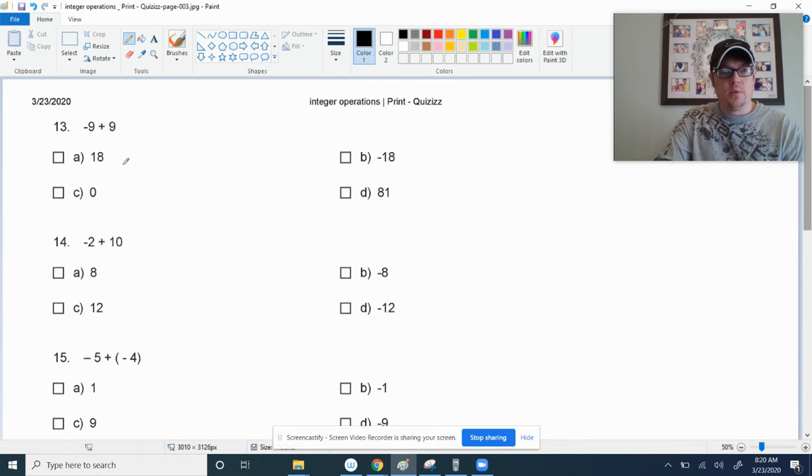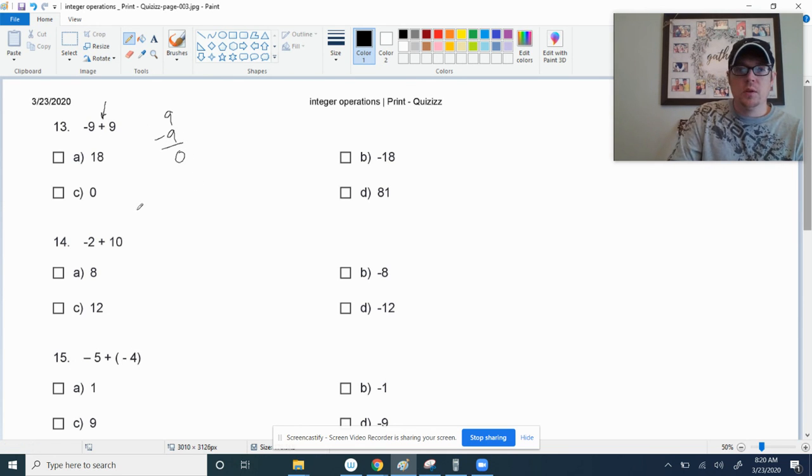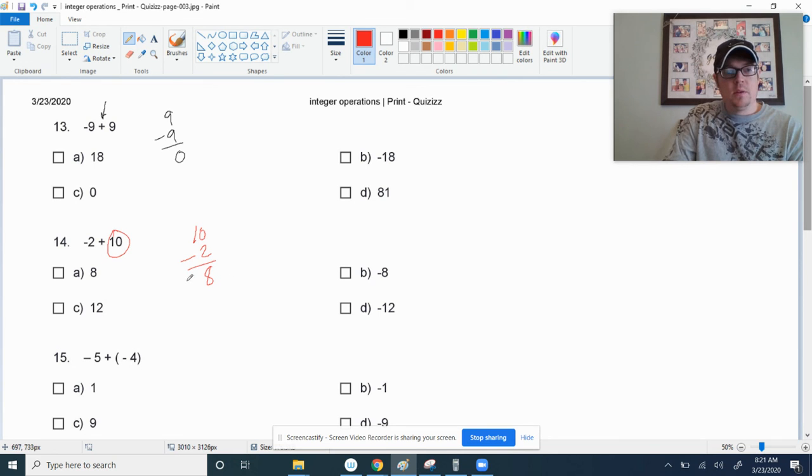All right, so now it throws us back into addition again. So it's jumping back and forth just to make sure you understand the rules. Okay, the signs are different here, but once again, it's plus, not times. So we want to subtract. And 9 minus 9 is 0. So those are additive inverses. We talked about those too. C. And then on number 14, negative 2 plus 10, the signs are different. So we want to subtract. And we know that 10 minus 2 is 8. And the positives win the absolute value battle there. So that one would be A.